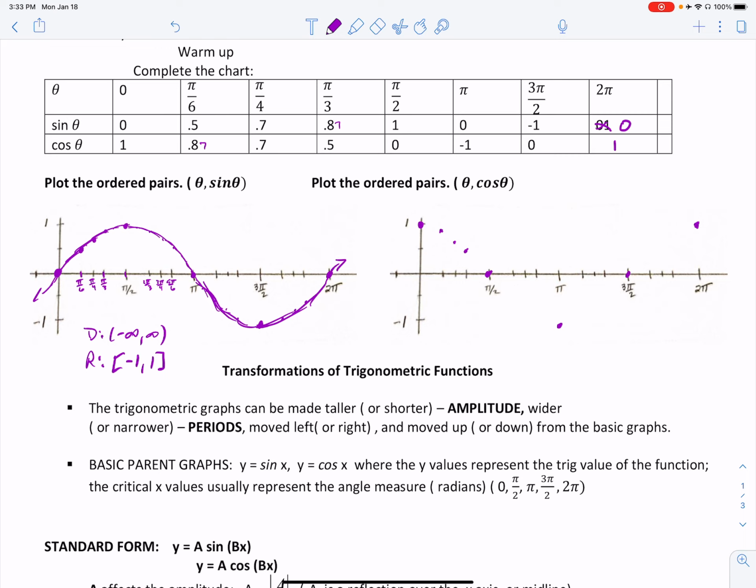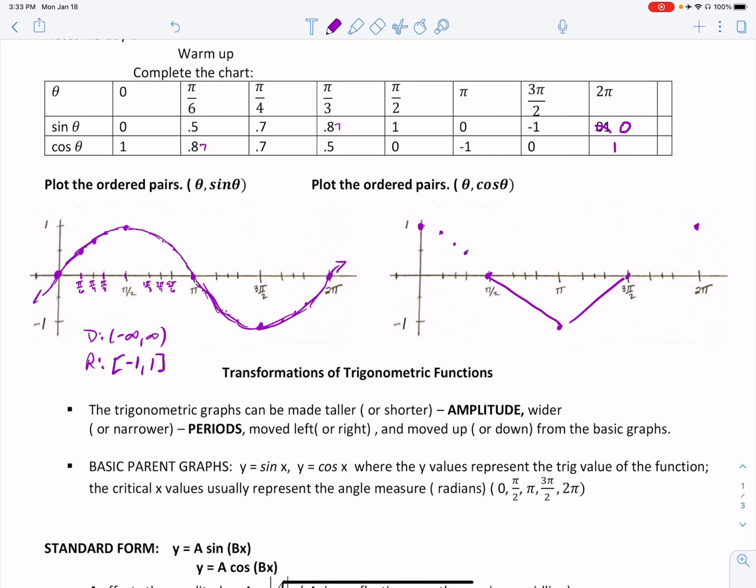Now, it's important that these are curved. Some people like to do this kind of thing and connect them, and they almost look like an absolute value. No, you won't get credit for that. These are curves, so you need to show that in your graph. So here's your cosine. It's concave up in between pi/2 and 3pi/2, and then it changes to concave down in this last quadrant. And again, cosine continues. So its domain is all reals, and its range is also -1 to 1.